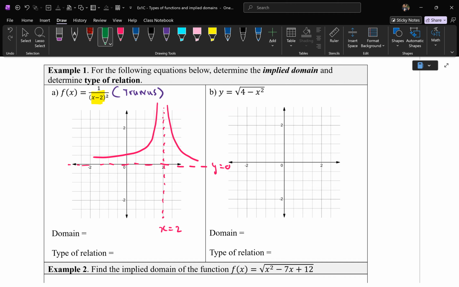Negative infinity to infinity. Good. So from here all the way across, a little bit missing. What am I missing? What can't I have? There's a number that this graph clearly cannot have.